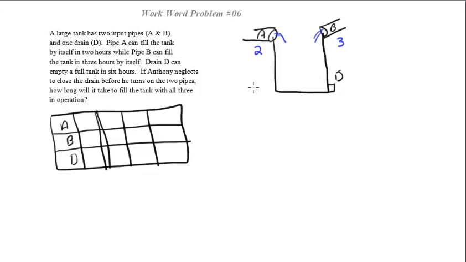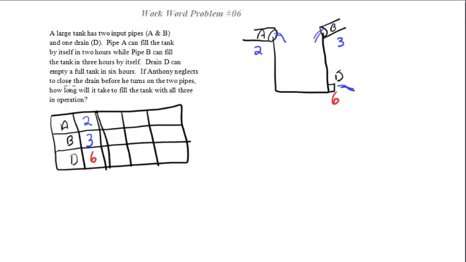Now we have a different situation here because the drain is going to empty a tank. So the water is going to come out that way, and that would do it in 6 hours. So if we go back and figure out our box of data here, A can do the job in 2 hours, B can do the job by itself in 3 hours, and D, the drain, can empty a full tank in 6 hours.